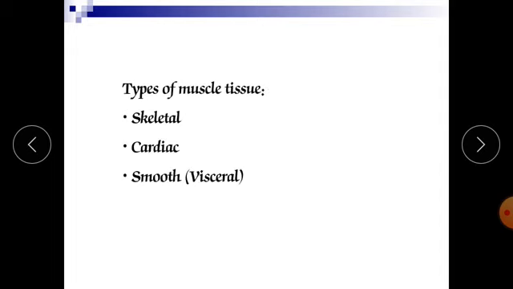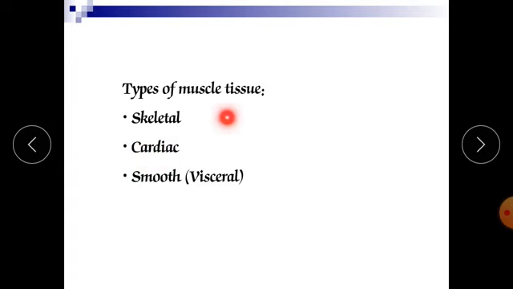Types of muscles. We have three types of muscles. One is skeletal muscle, the muscle which is associated with our skeleton. They can be in the axial as well as the appendicular skeleton. They are attached to our bones. Next is cardiac muscle, the muscle which is available in our heart.